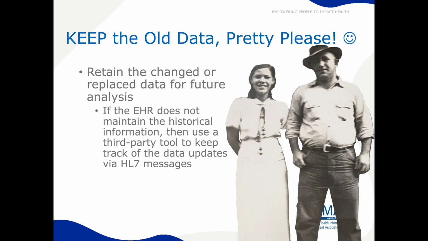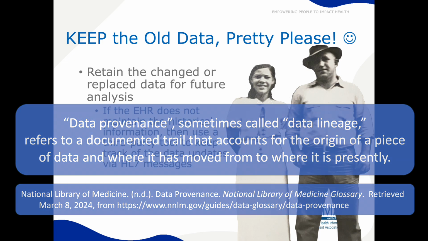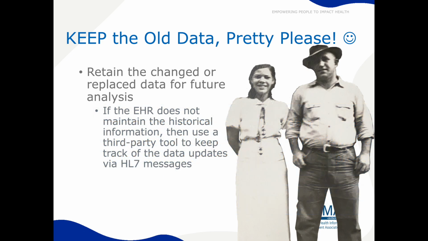And if your EHR does not maintain this historical information, then we should consider using third-party tools that can keep track of the data changes via simple HL7 messages, just like real-time data deduplication systems do, or downstream systems. Of note, data provenance is key here. Who changed the data, when did they change it, and why did they change it? That's important for helping us to uncover the reasons for potential overlay mistakes.